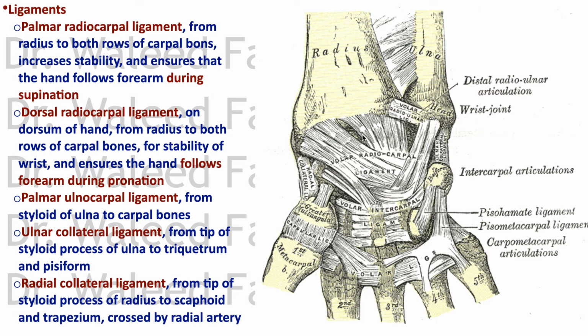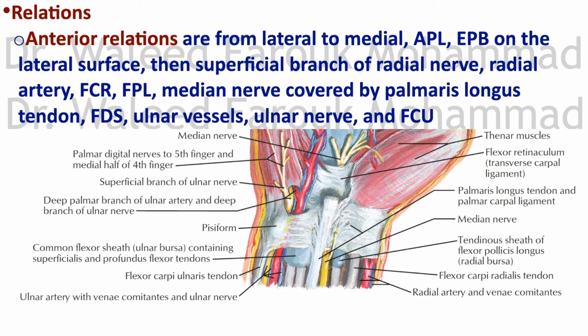We have a palmar ulnocarpal ligament, as you can see here. We have an ulnar collateral ligament and a radial collateral ligament. This is the sum of all the ligaments of the wrist joint. Relations of the wrist: we have anterior and posterior relations.